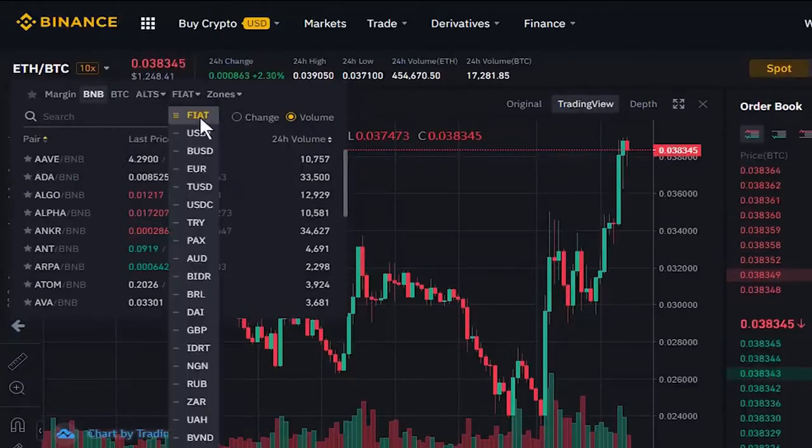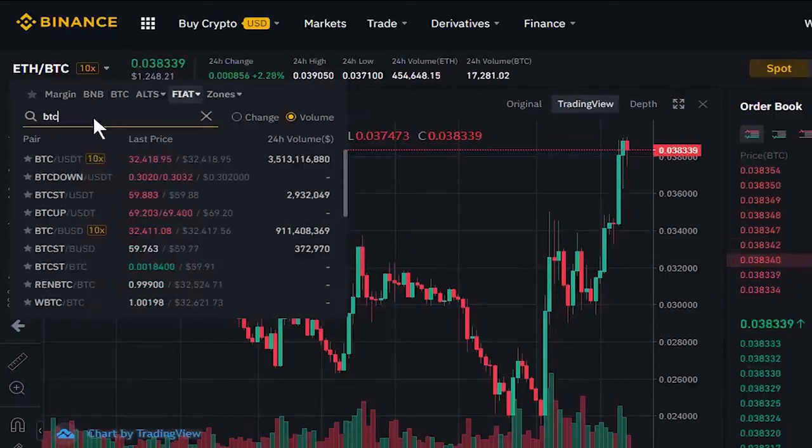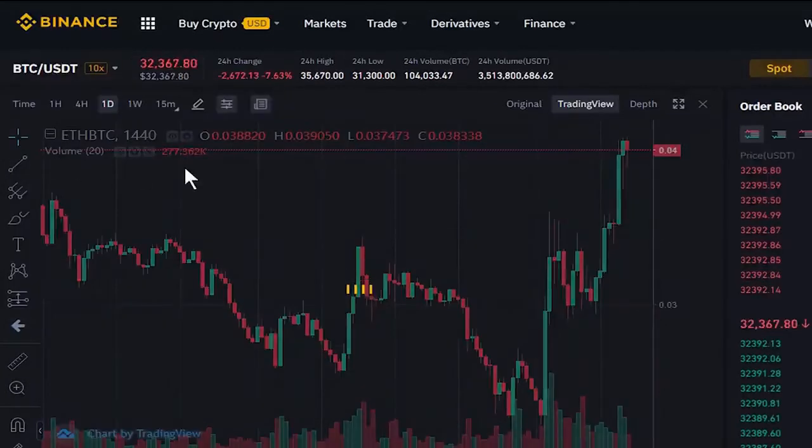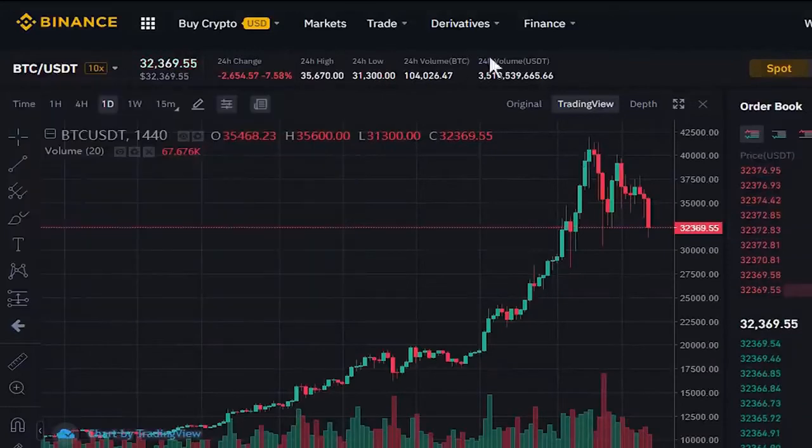Here we continue with BTC to USDT, Bitcoin to Tether. Here we have some useful information. This is the price and you see how it's changing. This is the amount of changes that we've had in the past 24 hours in terms of dollar amount and percentage of changes. This is the highest price and this is the lowest price in the past 24 hours.